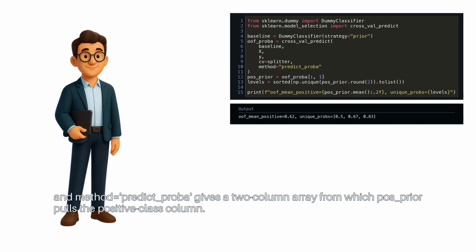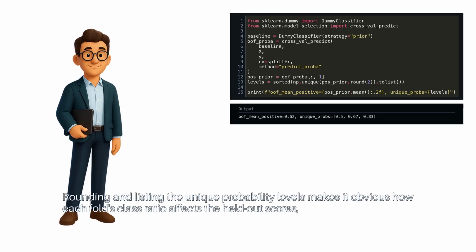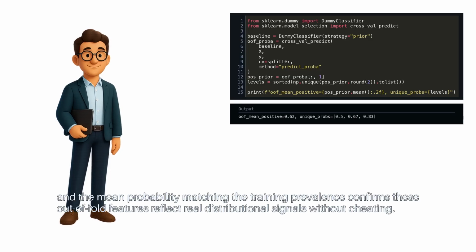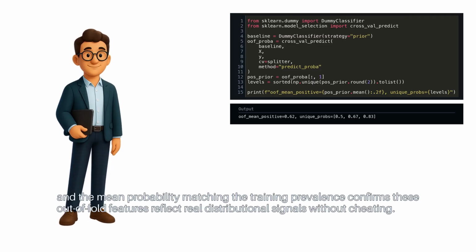And method equals predict_proba gives a 2-column array from which pos_prior pulls the positive class column. Rounding and listing the unique probability levels makes it obvious how each fold's class ratio affects the held-out scores. And the mean probability matching the training prevalence confirms these out-of-fold features reflect real distributional signals without cheating.